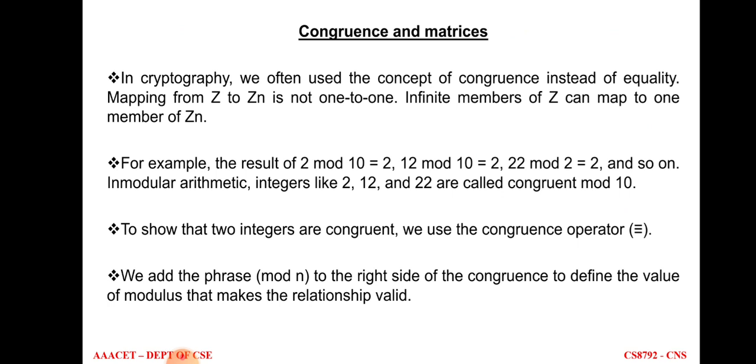Let us take an example: 2 mod 10, the result is 2, and 12 mod 10, the result is 2, and 22 mod 10, the result is 2. So here the integers like 2, 12, 22 are all congruent mod 10, because each and every integer here we are applying the operation mod 10 only, but the result is the same. The above values vary: 2, 12, 22, but the modular arithmetic value does not change, mod 10, mod 10, mod 10, and the result is also the same.